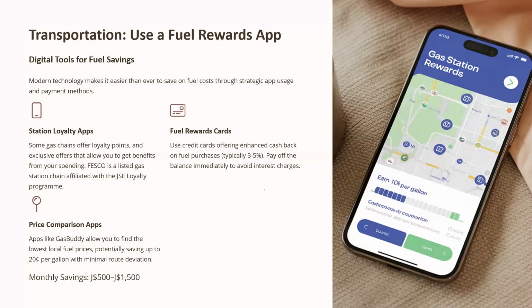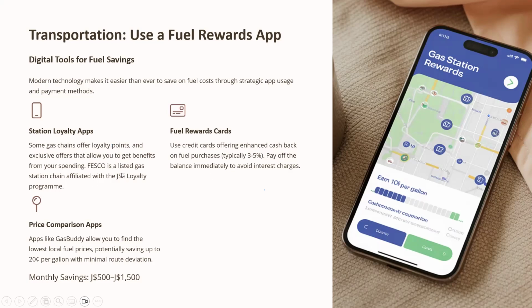Okay, so we talked about using a fuel tracking app, but some of these service stations actually have a fuel rewards card, or they call it a gas card. I think Texaco has one. Fesco, I don't know that Fesco has one, but Fesco being a listed company, it is a part of the JSC's reward program. So if you sign up for the JSC rewards program, then when you shop at Fesco, whether you're buying engine oil, brake fluid, windshield washer fluid, whatever it is, gas, then you're accruing points from the JSC's loyalty program.